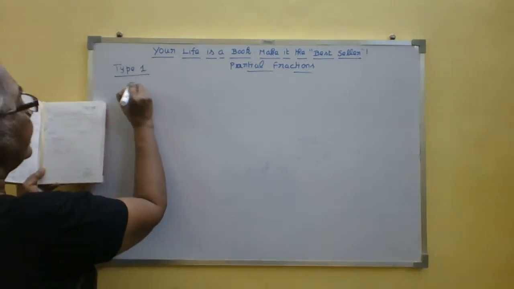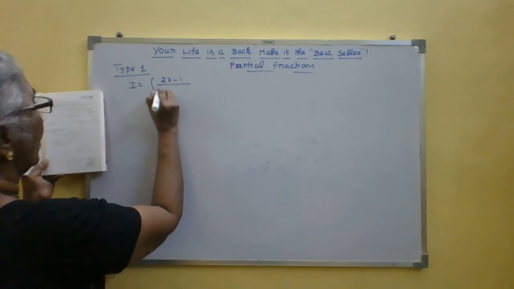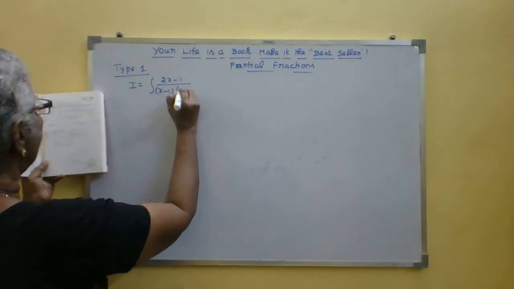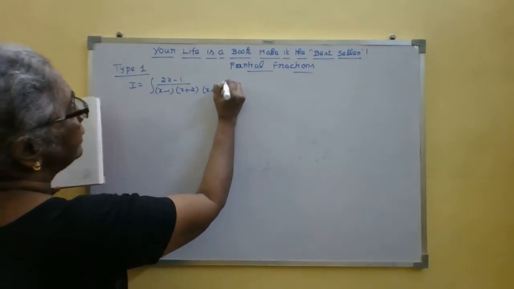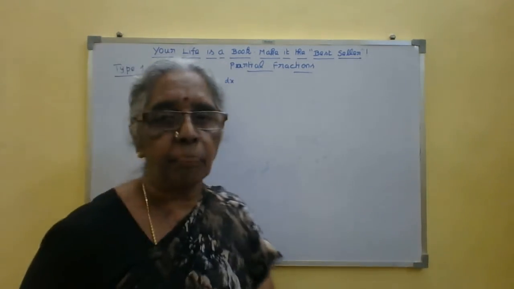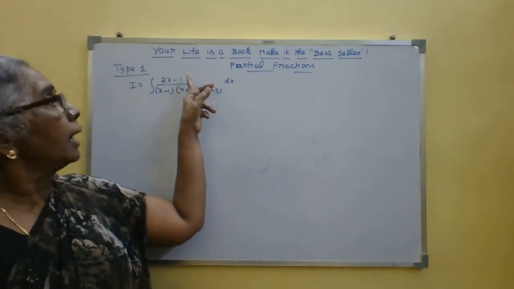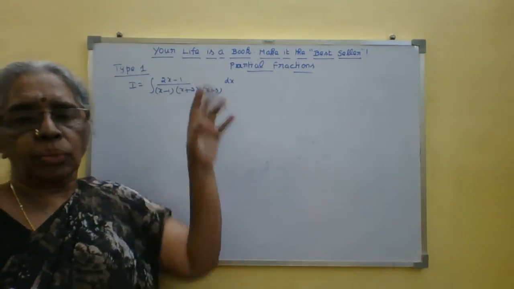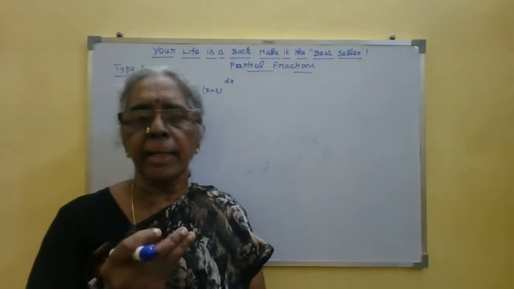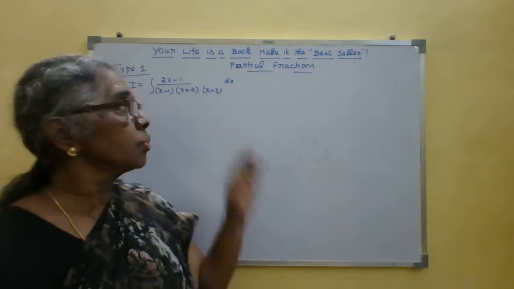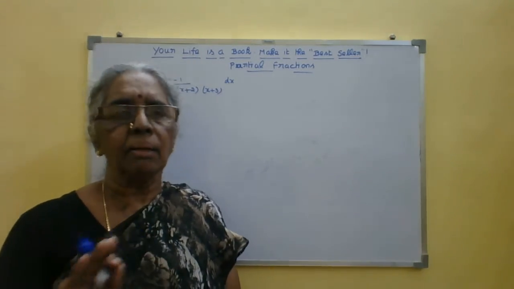Now, I consider a sum, I is equal to integral of (2x - 1) by (x - 1)(x + 2)(x + 3) dx. This is the sum. You look at the integrand. The numerator is linear, so it is of degree 1. The denominator consists of 3 linear factors, so that is of degree 3. So, it is a proper rational function.